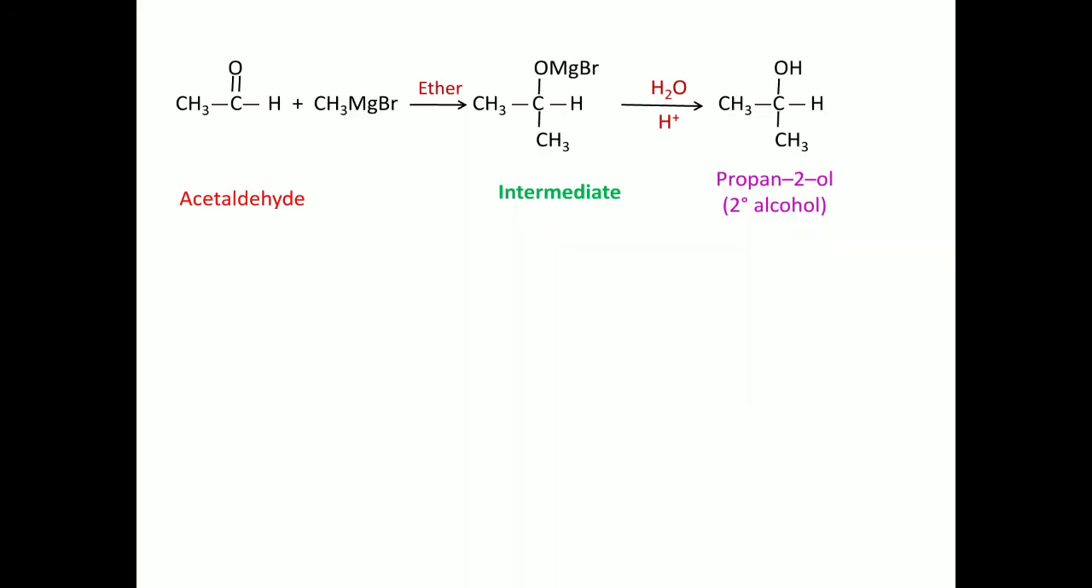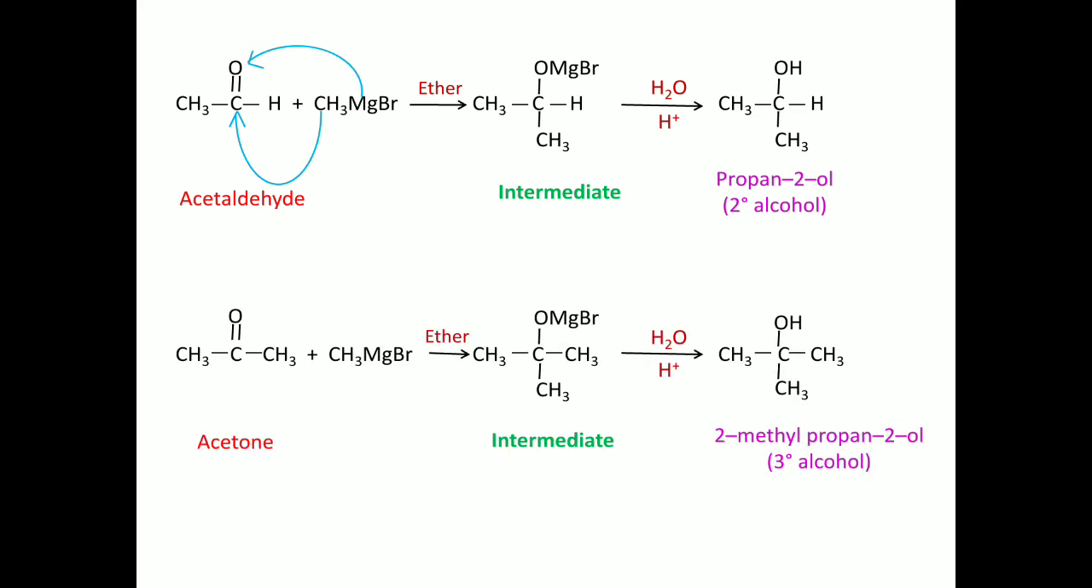Suppose we take acetaldehyde, that is CH3CHO, which reacts with the same Grignard reagent, CH3MgBr, in the presence of ether. The CH3 group will attack the carbonyl carbon and MgBr will attack the oxygen atom and form an intermediate. Then this intermediate undergoes hydrolysis, and we get an alcohol. The name of the alcohol is isopropyl alcohol, the IUPAC name is propan-2-ol, and this is a secondary alcohol. So when Grignard reagent reacts with acetaldehyde followed by hydrolysis, it produces a secondary alcohol.